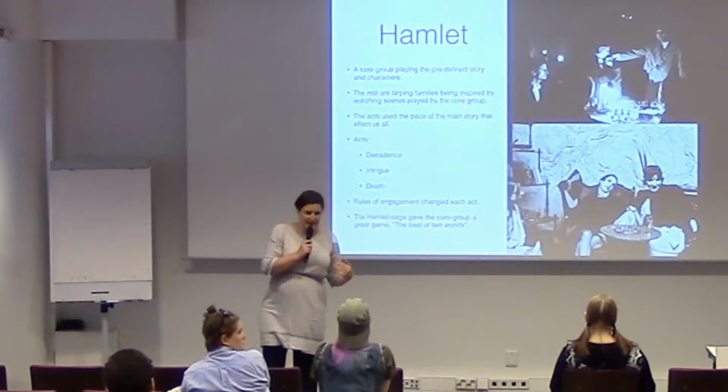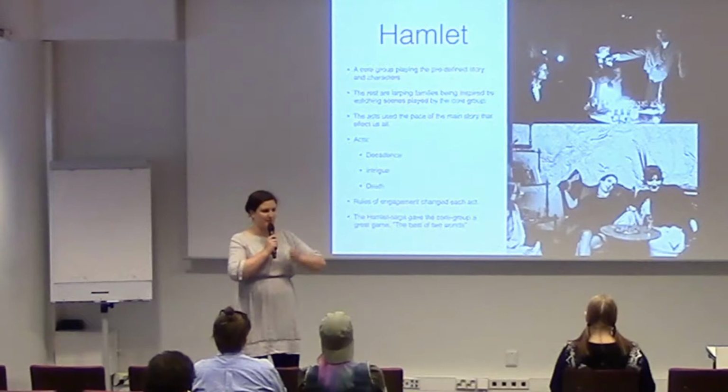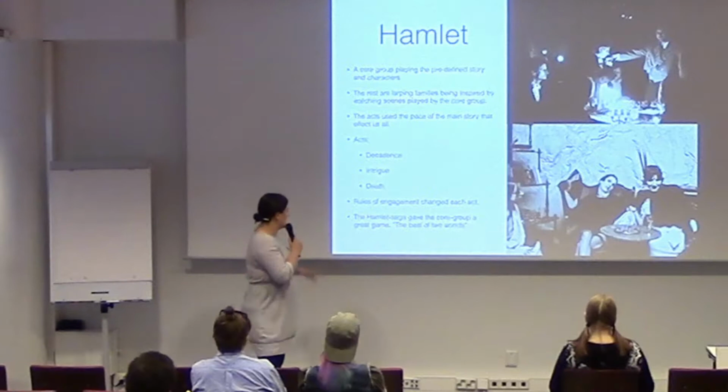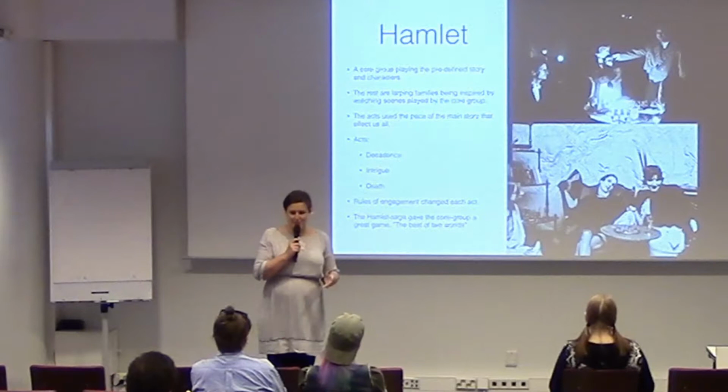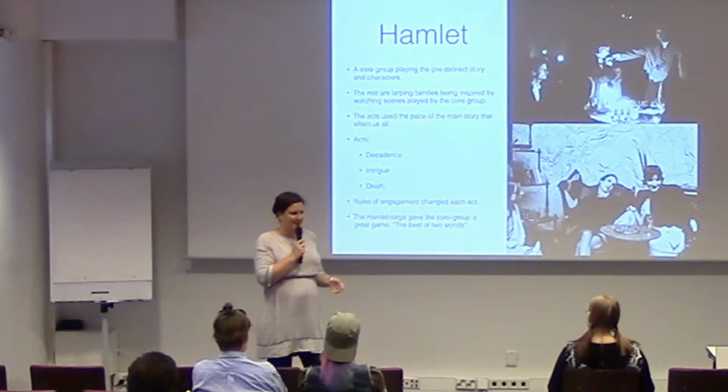So the first act, the Friday evening, was decadence. You go all out and party and be decadent. And then the second act is intrigue. So now I'm going to plot to backstab you and do things. And in the end, it's death. So for the third act, it was like, okay, think about how your character wants to die. You're all going to die. And the instruction was, you don't want to die heroically, because it's still Hamlet. Everyone dies in the end. So die in the most sad, pathetic ways.